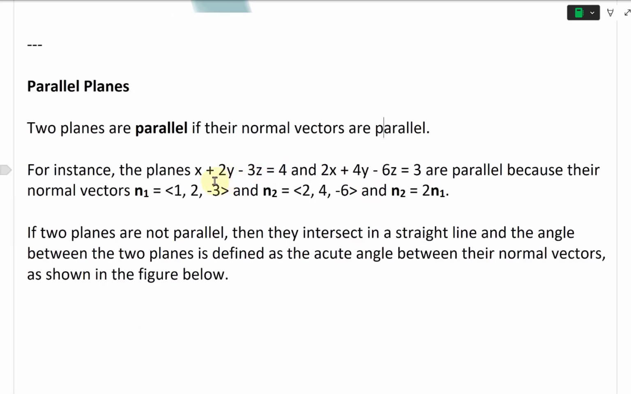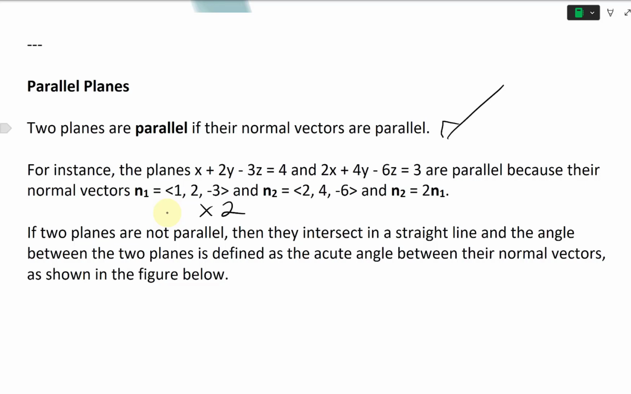For instance, the planes x plus 2y minus 3z equals 4, and 2x plus 4y minus 6z equals 3 are parallel because of their normal vectors. Here n1 is 1, 2, negative 3, and n2 is 2, 4, negative 6. You can see these are just multiples: you're scaling n1 up by 2, multiplying every component by 2, so it's exactly parallel.